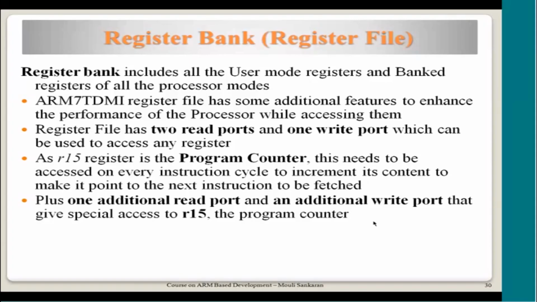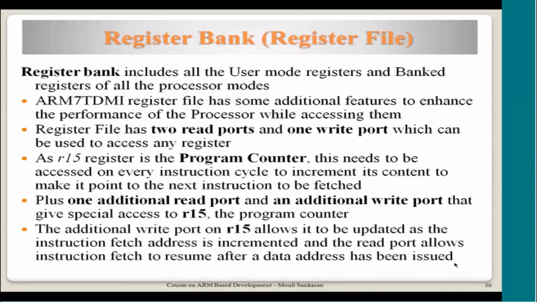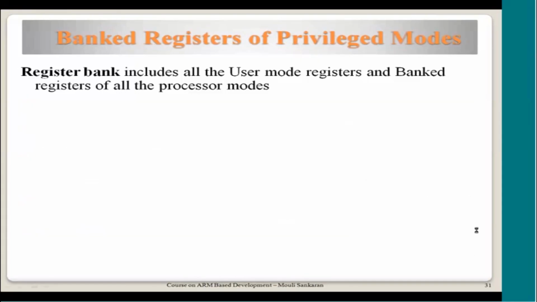Why do we need to access the program counter every cycle? Because with every instruction being executed, the program counter is modified as it has to increment to the next instruction. That means the program counter has to be written with a new address. So we need a separate port for that, so that instructions can keep on modifying R15 without affecting the data accesses from the other registers in the file. So this is what happens. The last bullet shows that you can update R15 without any issue.